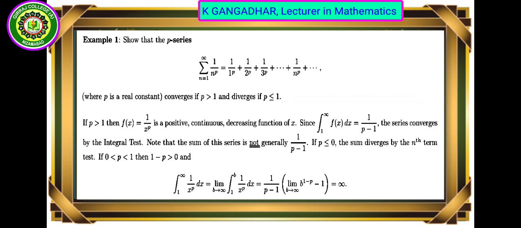If 0 less than p less than 1, then 1 minus p is greater than 0, and the integral from 1 to infinity of 1 by x to the power p dx equals infinity, which means the integral value does not exist, so the series is divergent. If the integral value exists, then the series is convergent. Therefore if p greater than 1, then sigma 1 by n to the power p is convergent, and if p less than 1, then sigma 1 by n to the power p is divergent.